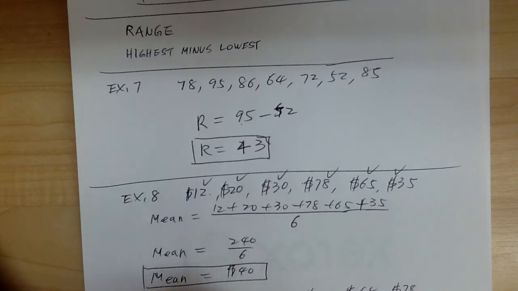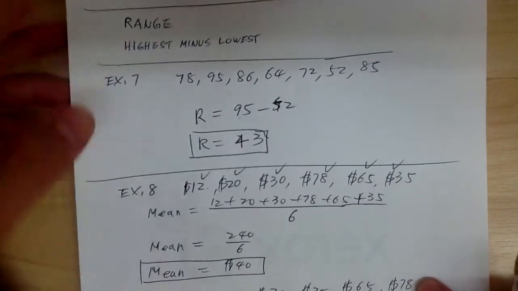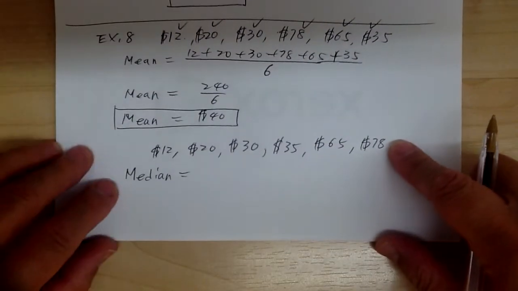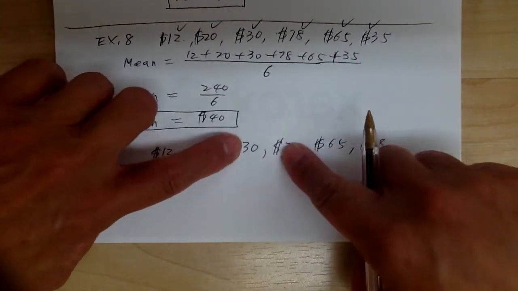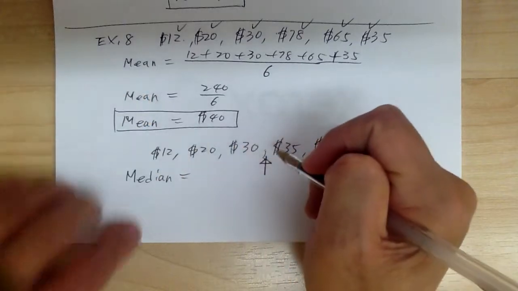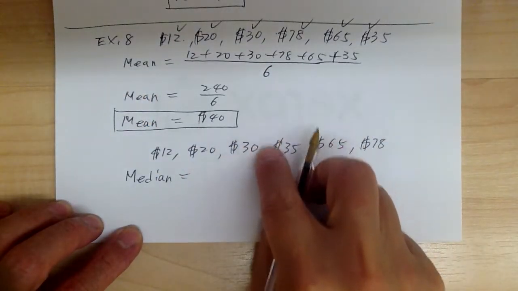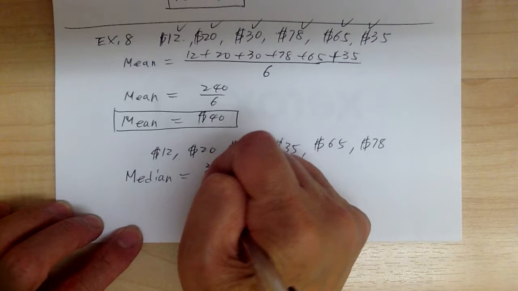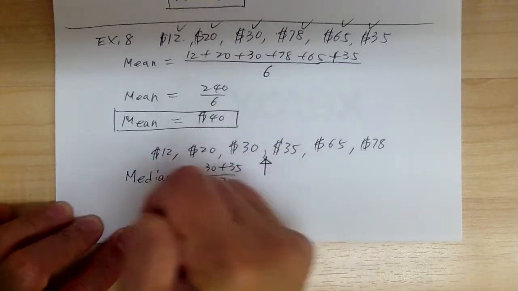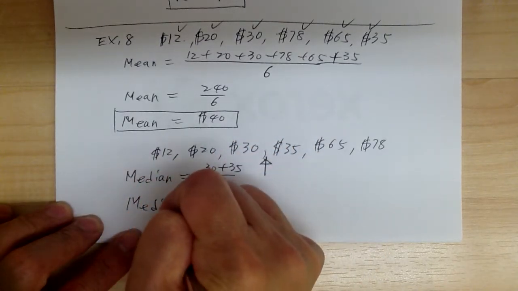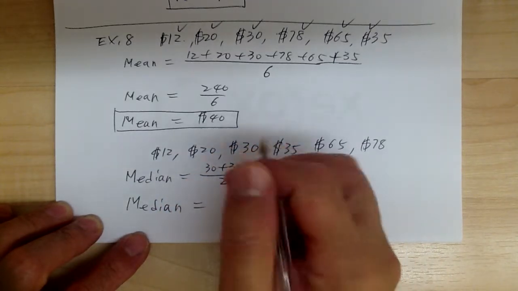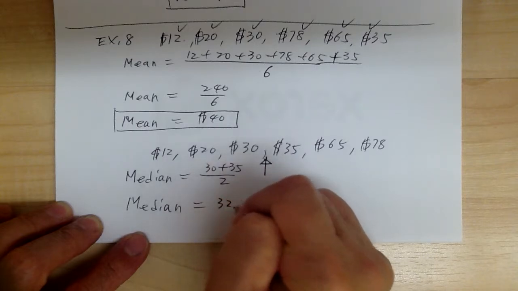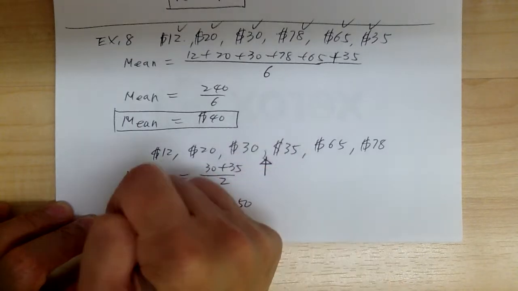Okay, so your median will equal, so you go from both ends, right? And go in. And there's no middle number, so the middle would be right over here. So you have to average the two. When there's no middle number, you have to average the two nearest ones. So it would be 30 plus 35 divided by 2. So median will equal, you add this and divide by 2, and it gives you 32.5, so $32.50.